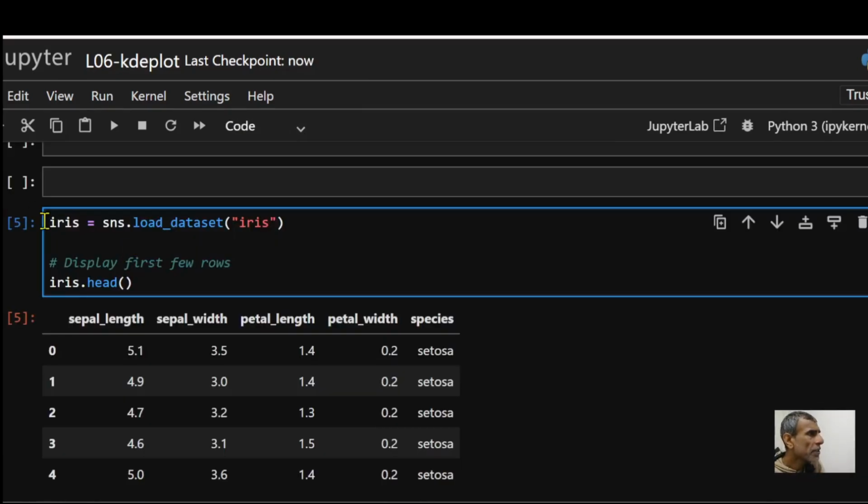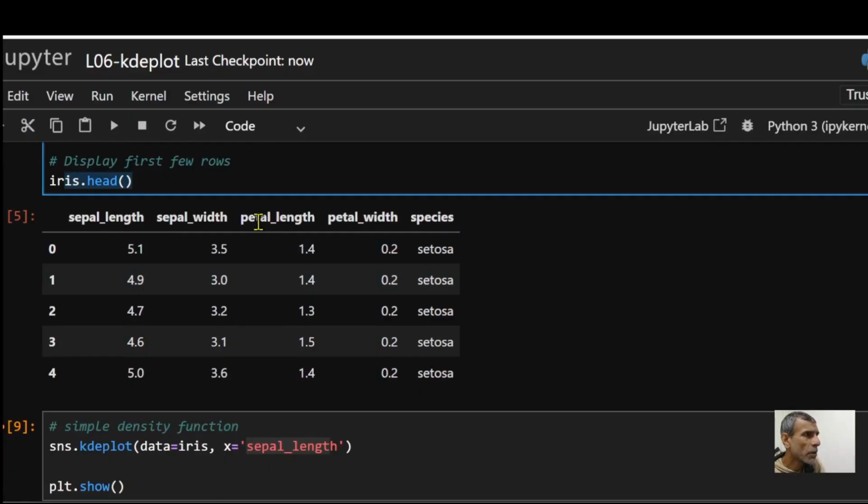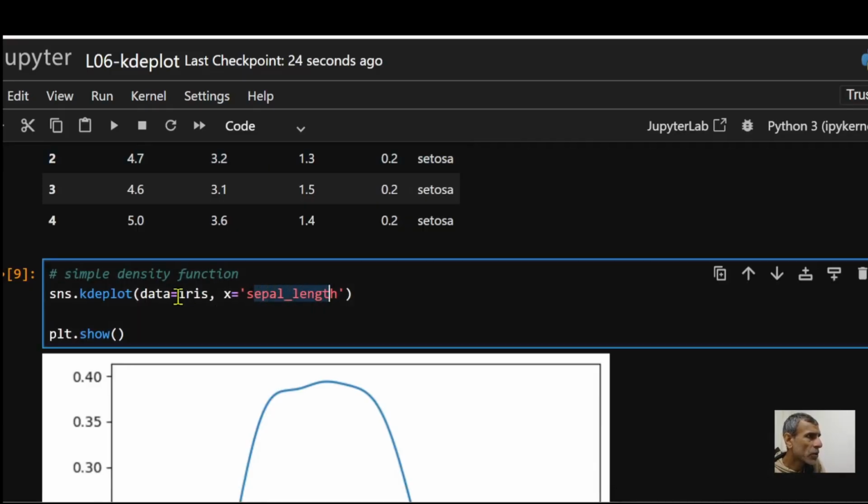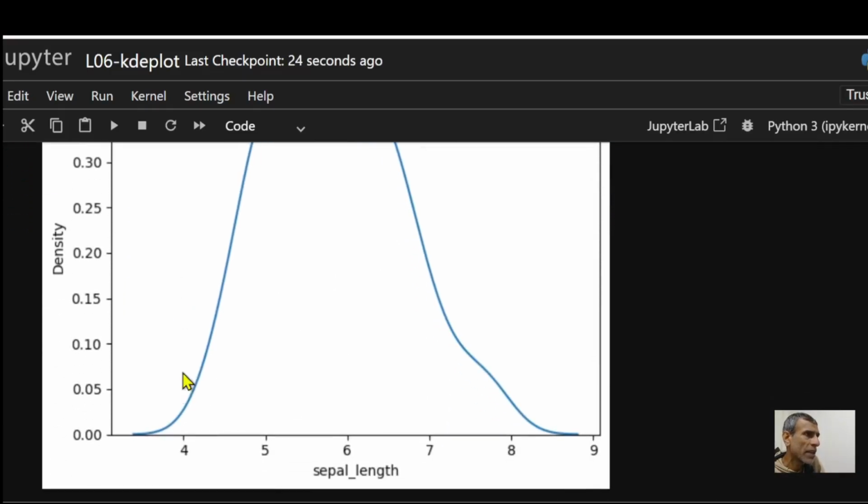Now let's study the iris dataset, and let's try to do the KDE plot on the iris dataset. So I'm printing a few records of my iris dataset. It has sepal length, sepal width, petal length, petal width, and the species right here. So let's do a KDE plot on the sepal length right here. You can see that my KDE plot looks something like this right here.